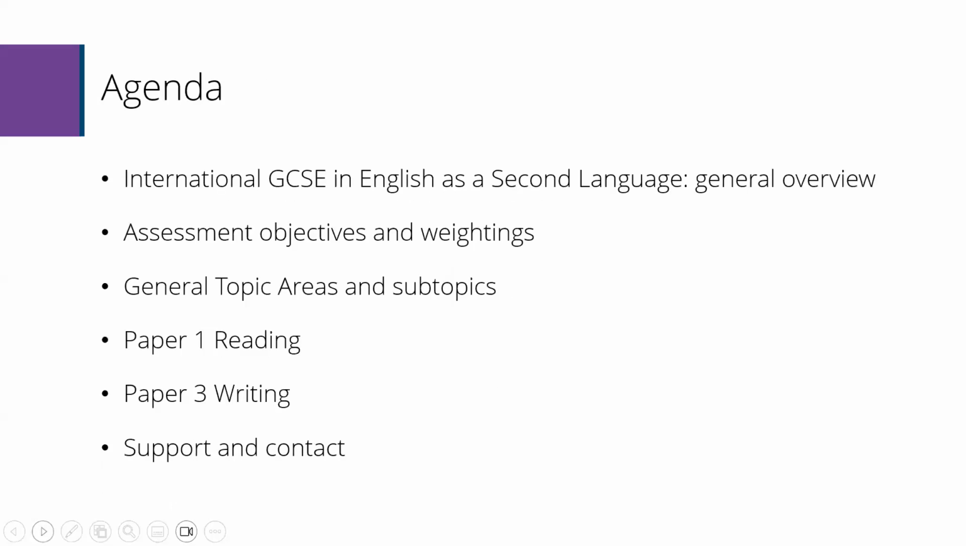So the agenda is very much that. We have a look at the International GCSE English as a Second Language. We do a general overview. We shall talk through the assessment objectives and the weightings. We'll have a look at the general topic areas and subtopics. And then we're going to have a look at paper 1, reading, paper 3, writing, and we'll talk about support and contact.